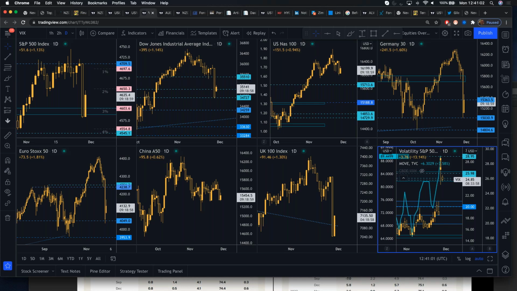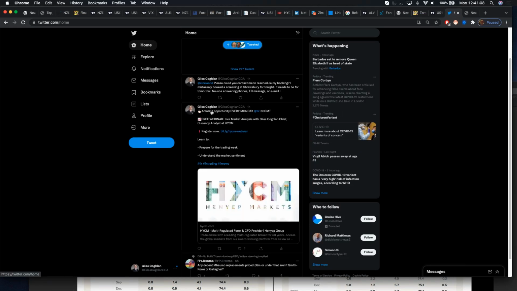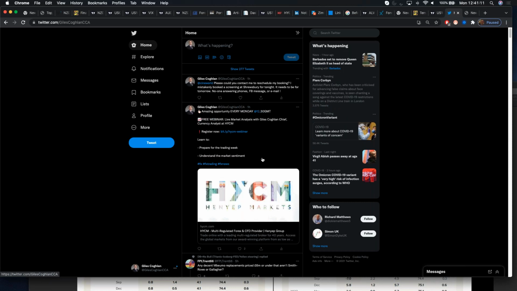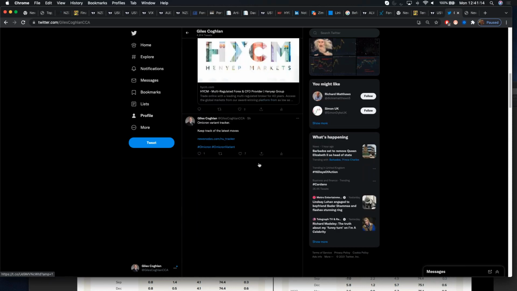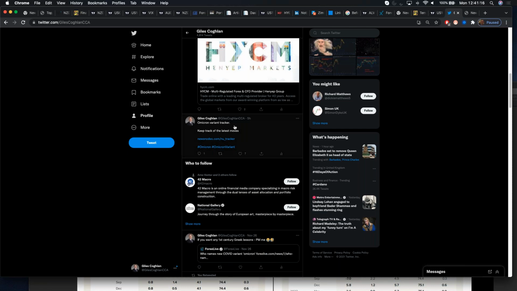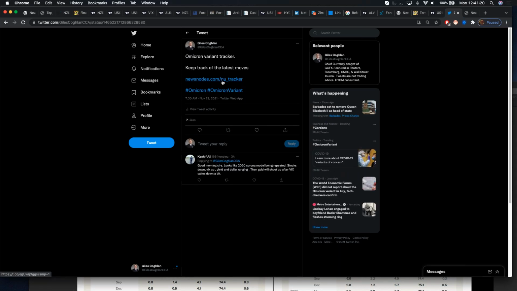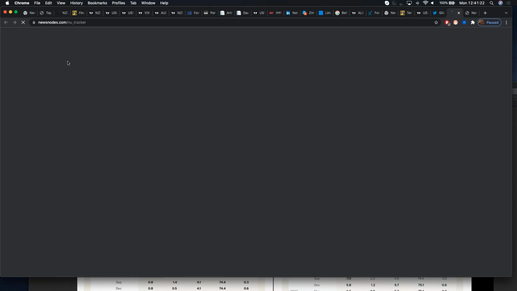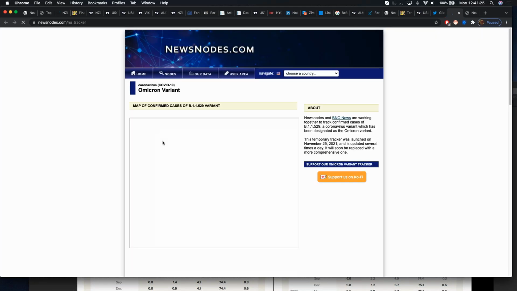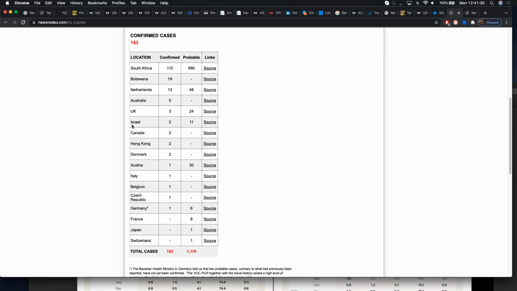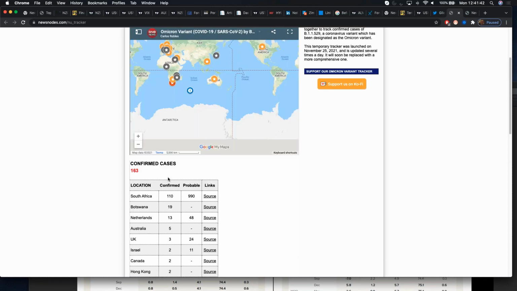Now, this is what you need to look for. I put this up on my Twitter feed. I've got a good little tracker here. Omicron variant tracker, keep track of the latest moves. And what we can see is that the Omicron variant is already in quite a few different countries: South Africa, Botswana, Netherlands, UK, Israel, Austria, Germany, France, Japan, Switzerland. So we can expect these cases to continue, okay? And we can expect those cases to keep rising.